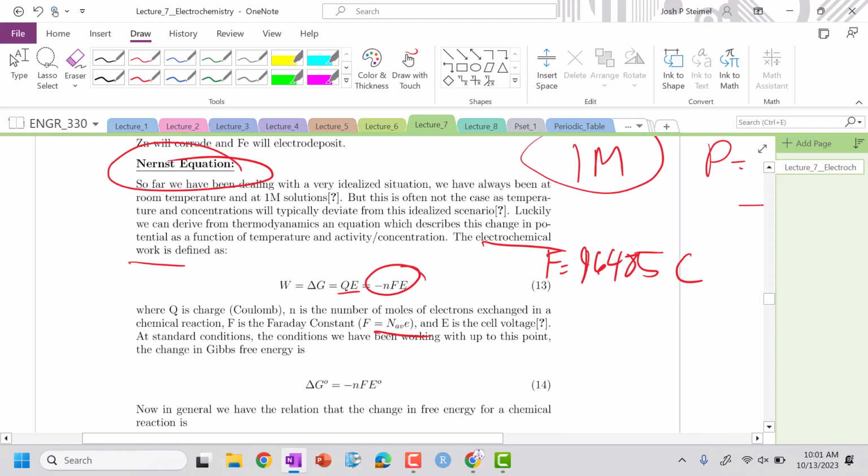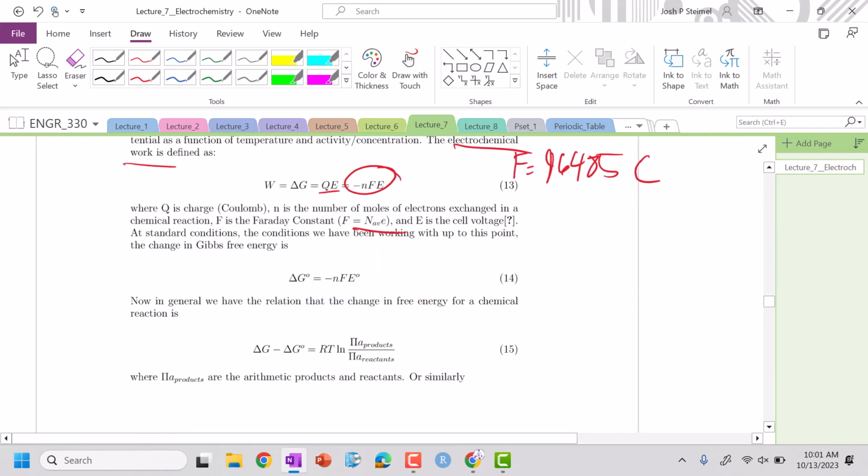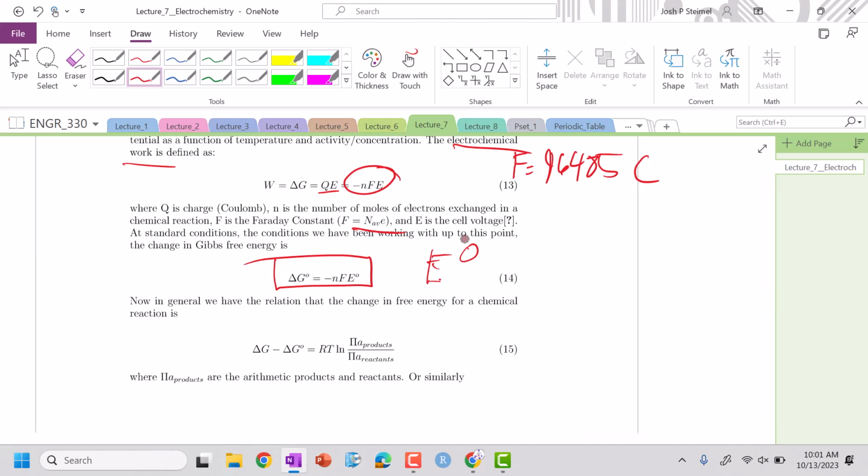So we've been calculating everything in the standard condition. One thing you could notice is the change in free energy. If our E naught is positive, that is going to be a spontaneous reaction. If our E naught is negative, it's not going to want to flow in that opposite direction in terms of our electrons, but that's a little bit beyond the point. But we can relate this back to our fundamental expression.